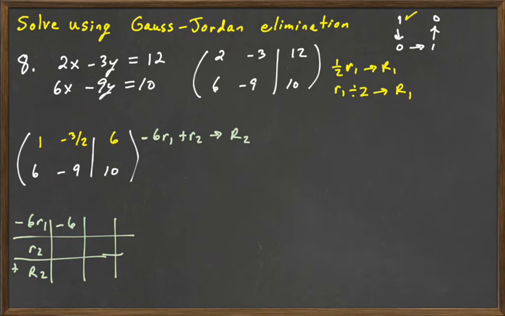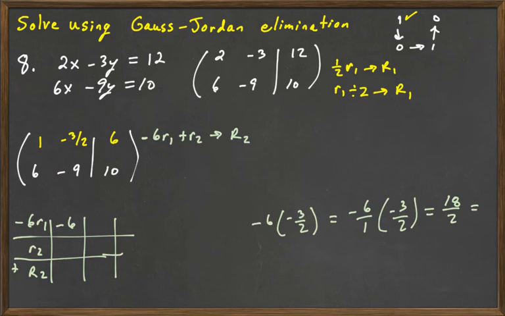So 1 times -6 is -6. -3/2 times -6, we'll do that off to the side. So -6 over 1, just make it a fraction so we can multiply straight across, times -3/2. -6 times -3 is positive 18. 1 times 2 is 2. And then 18/2 reduces to 9. Then -6 times 6 is -36. Row 2 is 6, -9, and 10, so we're going to add that. -6 plus 6 is 0. 9 plus -9 is 0. And -36 plus 10 is going to be -26.